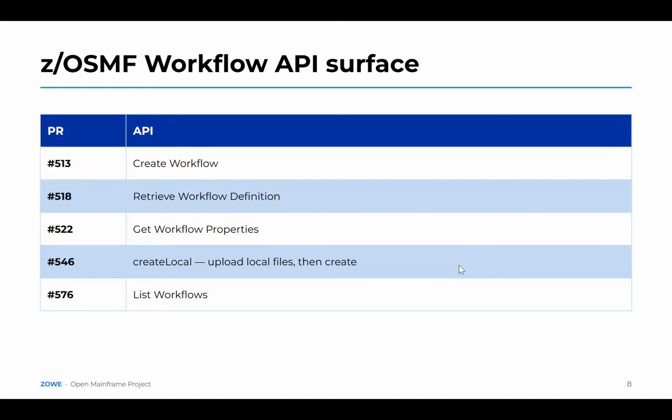And create local is my favorite one. The problem: z/OSMF can only create a workflow from a file that already lives on the mainframe, but the definition file is on your laptop. So create local uploads the local files to a temporary USS path, creates the workflow against the uploaded paths, and then cleans up the temporary files, unless you ask it to keep them. One method call instead of a three-step manual dance.